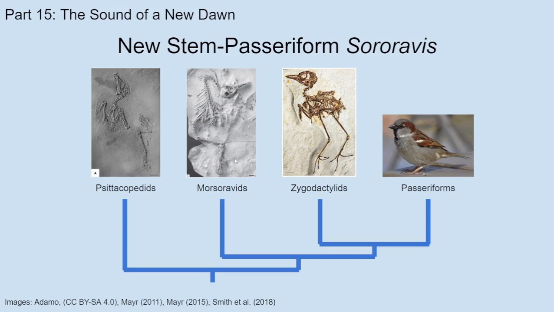Now, when we did the original episode, Morsoravis and Pumiliornis were thought to be members of a different stem passerine group called the Cetacopedids, which is also pictured on the slide here. But this new study, with the new information from Sororavis, suggests that they may be an independent group that's separate from the Cetacopedids. And so now we have these three different groups of stem group passeriforms with zygodactyl feet: the Cetacopedids, Morsoravids, and Zygodactylids. So it seems that passeriform stem lineage diversity was quite remarkable in the Paleogene.